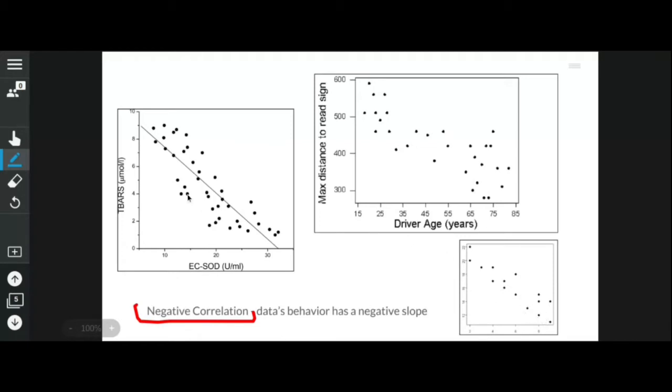Okay, so I have no clue what this is saying. Max distance to read sign, I have no clue what that's saying either. But maybe what this is saying, oh, okay, as people get older, they need to be closer to read things carefully. And that makes sense because people who are old have bad eyesight. And so this information goes down.